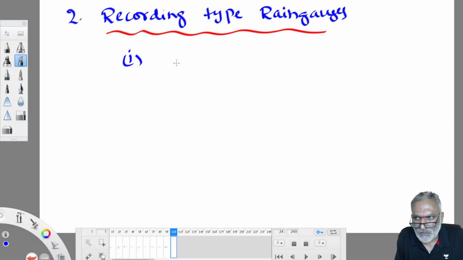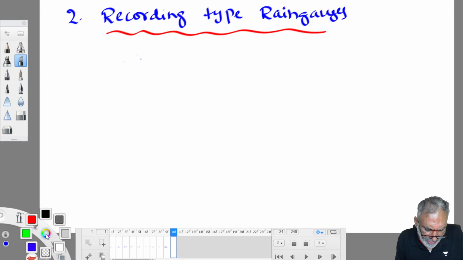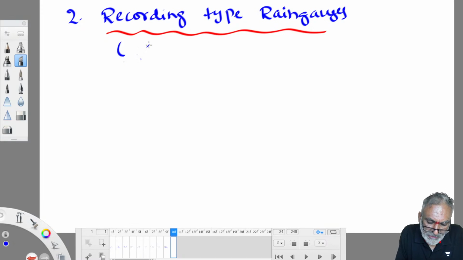Recording type rain gauges give the complete history of the rain. In 24 hours, how much rain has occurred, at what intensity it has rained, how many times it has rained, how long it has rained every time. Every detail related to rain we can collect.